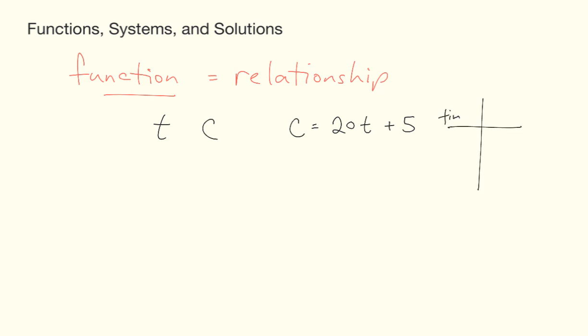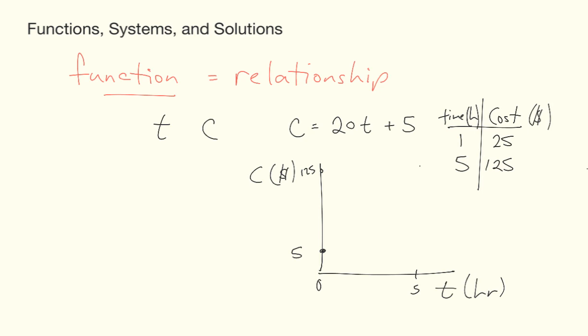If we compare time, for example, in hours to cost in dollars, we see, for example, that after 1 hour it will have cost $25. After 5 hours it will have cost $125. And we could even display this information, this function, this relationship graphically, showing here that over time the cost will rise, starting at $5 for no hours and going up from there.